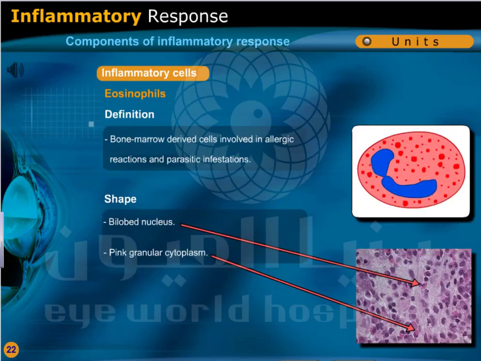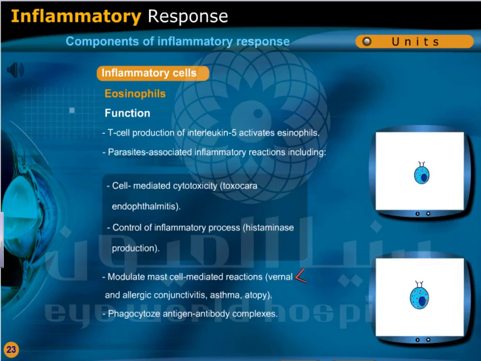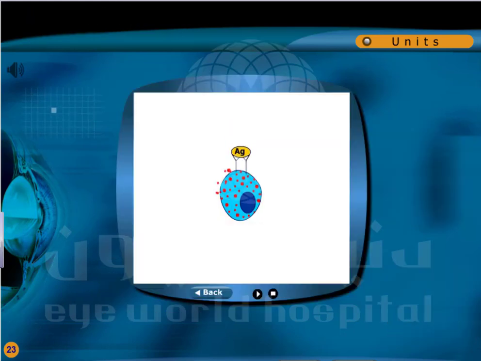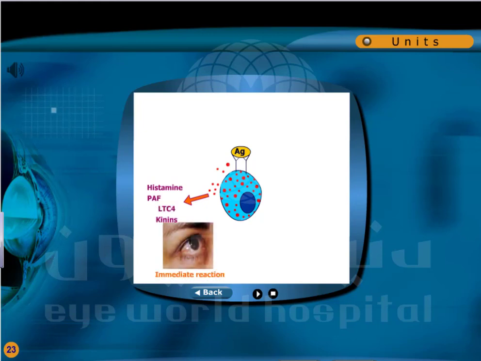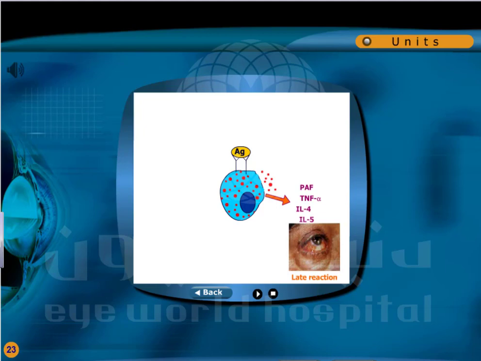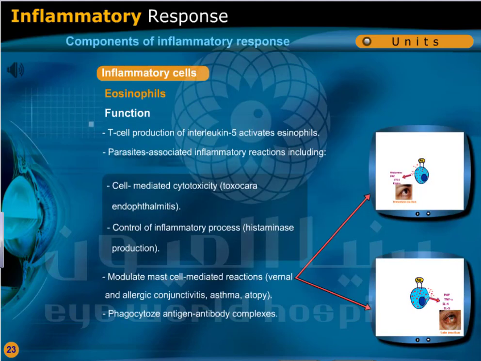Other inflammatory cells are the eosinophils, which are bone marrow-derived cells involved in allergic reactions and parasitic infestations. They have bilobed nuclei and pink granular cytoplasm. T-cell production of interleukin-5 activates eosinophils. Eosinophils help in parasite-associated inflammatory reactions, including cell-mediated cytotoxicity, toxocara endophthalmitis, and control of inflammatory process through histaminase production. Eosinophils also modulate mast cell-mediated reactions such as vernal and allergic conjunctivitis, asthma, and atopy. They also phagocytose antigen-antibody complexes.